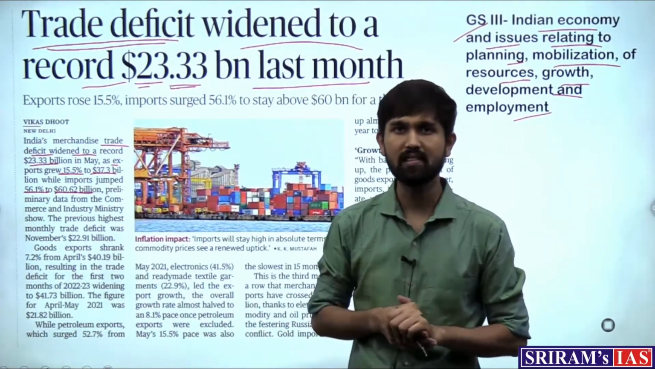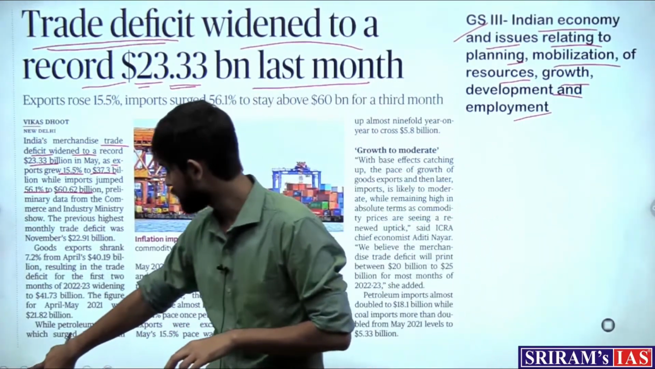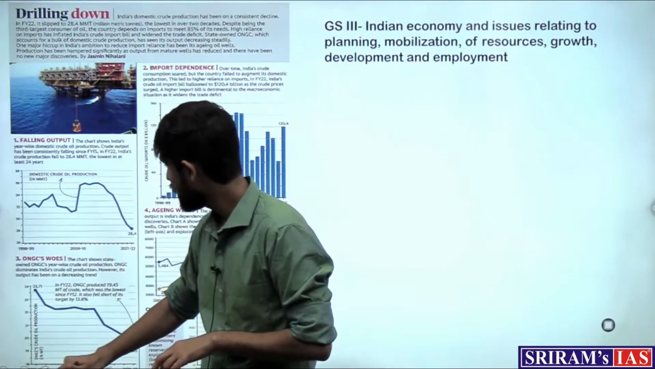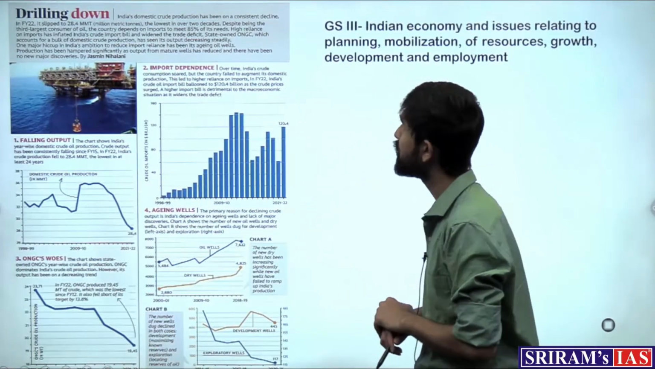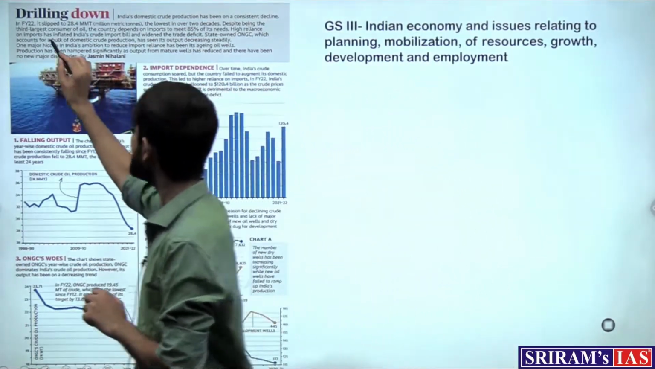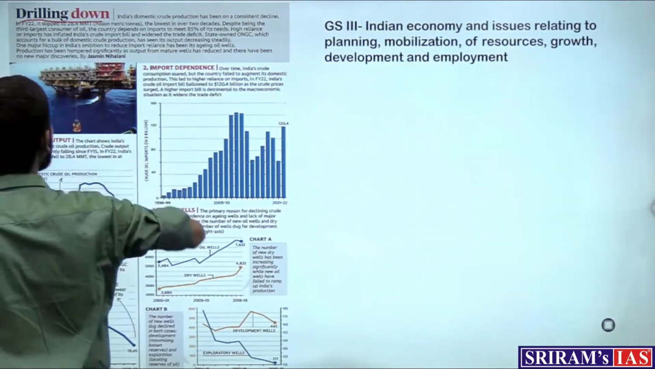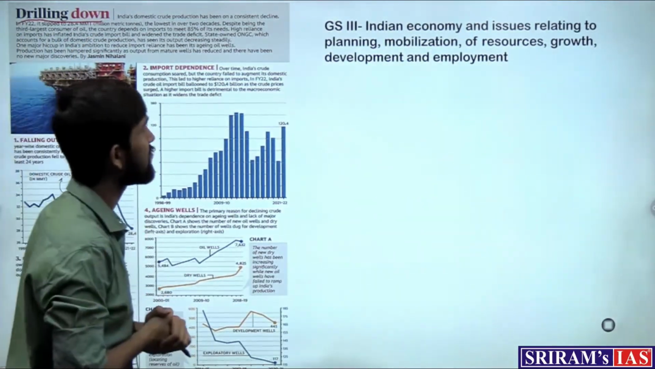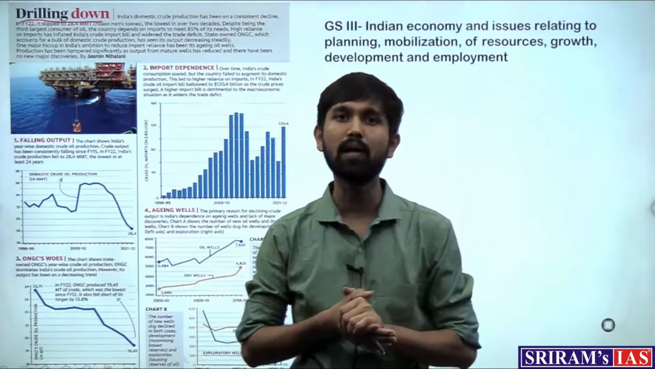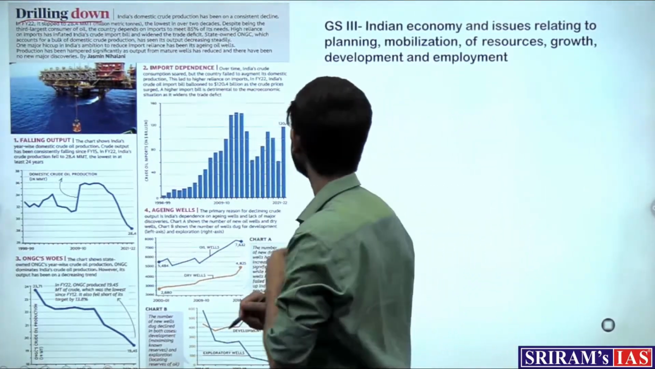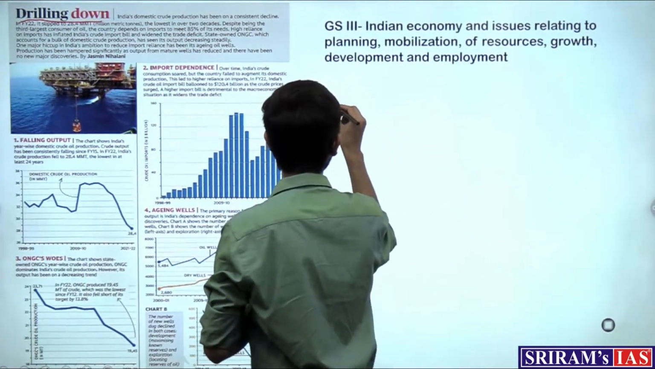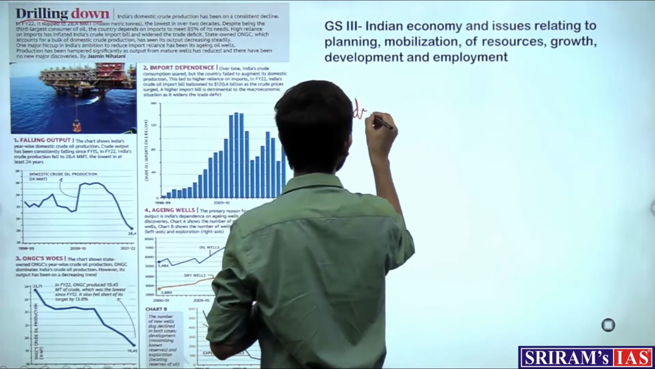With this, let's move on to the next article. The next article which appears in the newspaper is titled Drilling Down. Now, what do we mean by drilling down and what does this data suggest? This is data pertaining to the crude oil measures or crude oil resources in India.